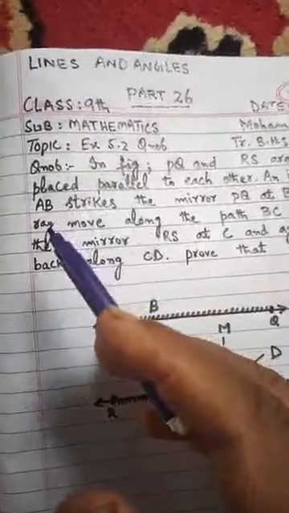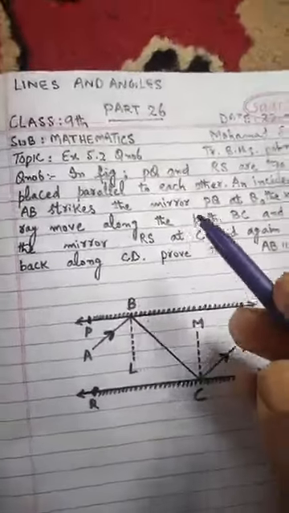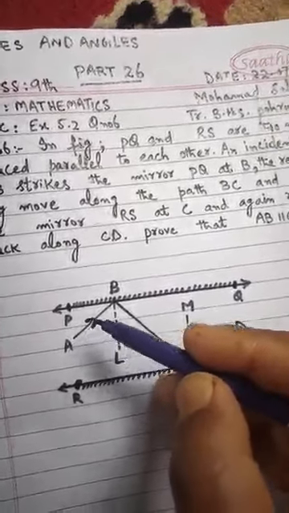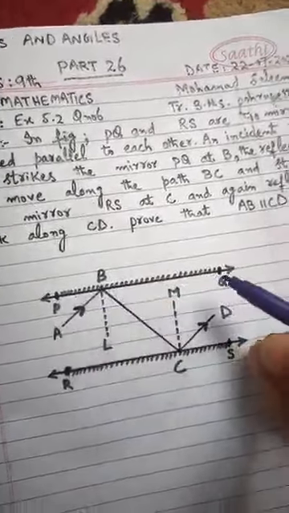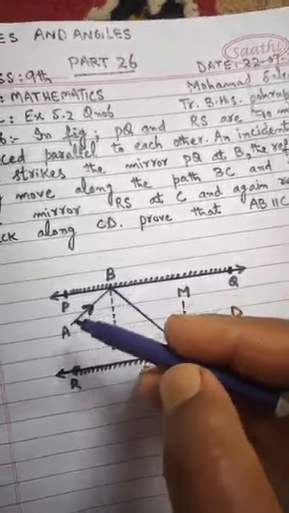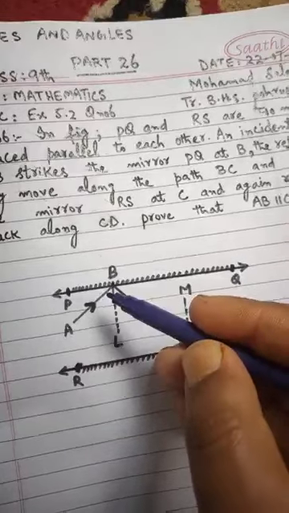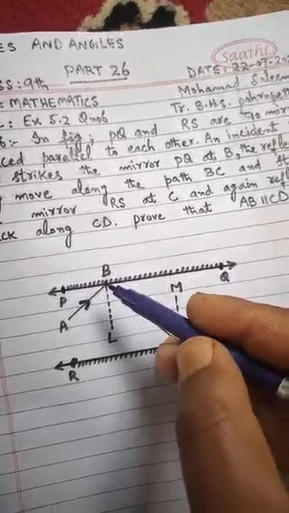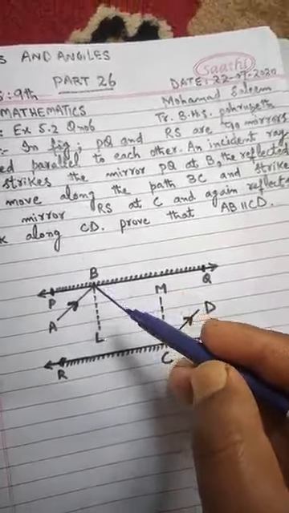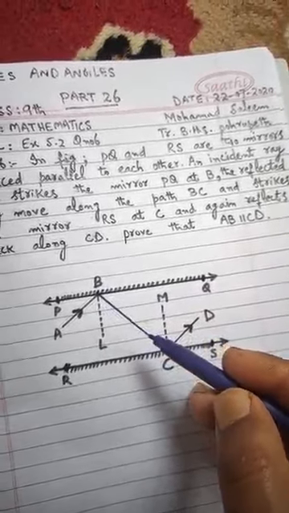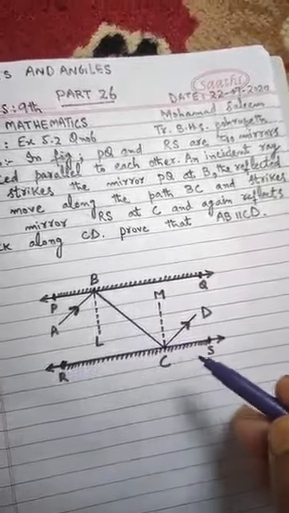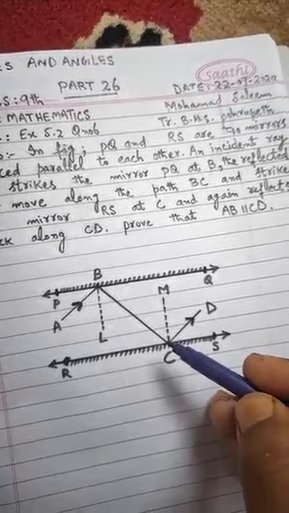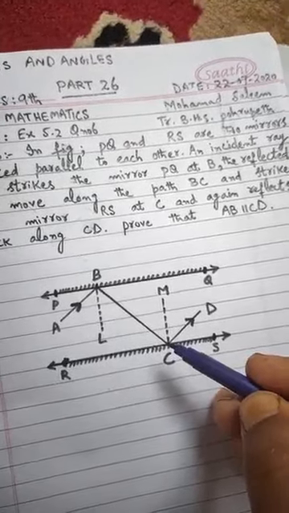An incident ray AB strikes the mirror PQ at B. An incident ray of light is falling on this mirror PQ, at which point? At point B. So incident ray AB is coming and striking the mirror PQ at point B. Then it reflects back towards the mirror RS at point C. Then again it reflects to form line CD.